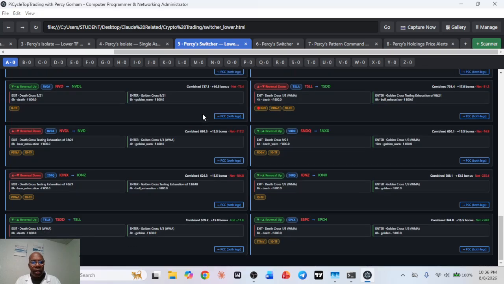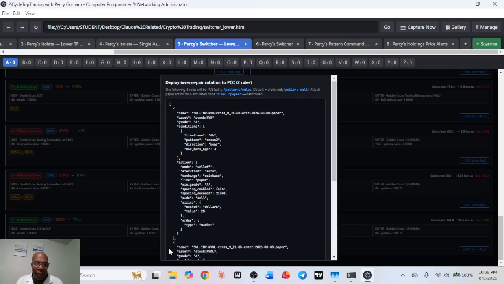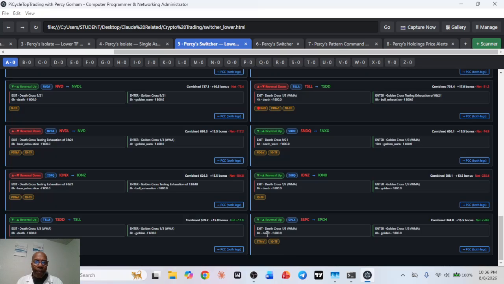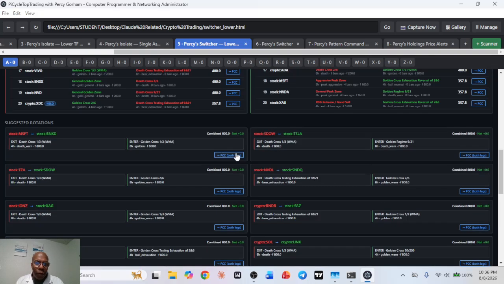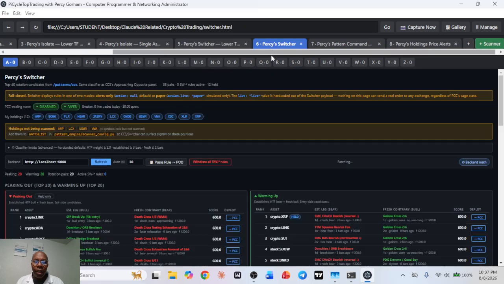So consequently, you see stock here, right? You see stock. If I wanted to take that and execute a paper action, which can turn into a live action in the pattern command center, one button and it's there. Okay. All right. Now you got the switcher for the lower time frame and the switcher for the upper time frame.